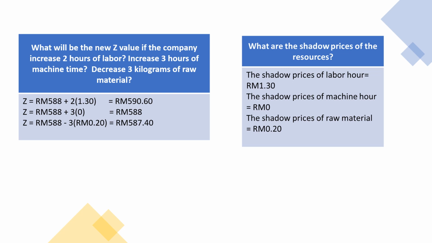The third question, decrease 3 kg of raw material. The shadow price for raw material is 20 cents. So it means if you increase or decrease raw material, the profit will increase or decrease by 20 cents per kilogram. So if you decrease 3 kg of raw material, the profit will decrease by 3 times 20 cents. 588 minus the decrease, so equal to RM587.40.